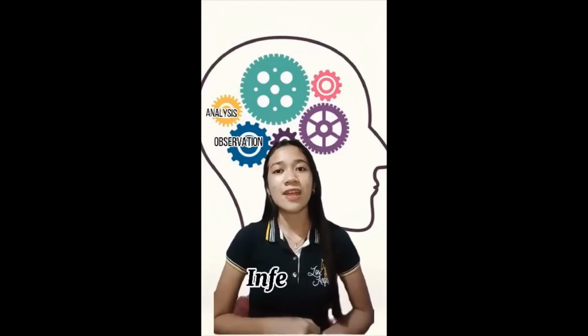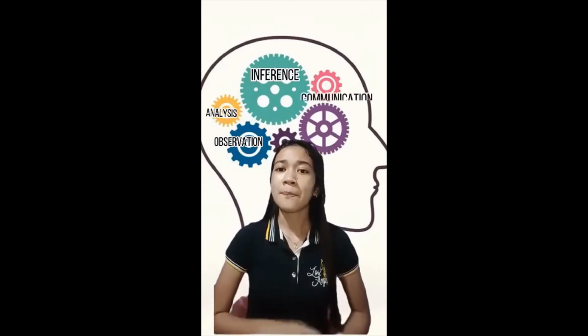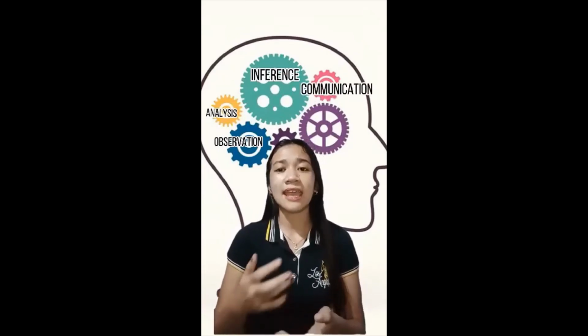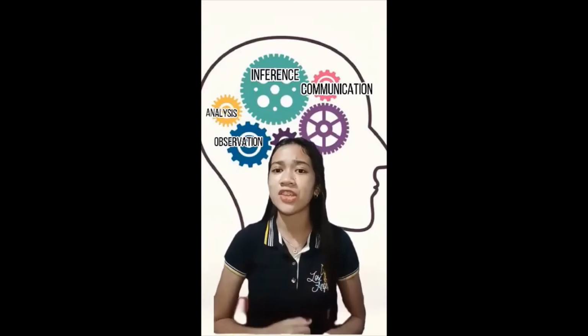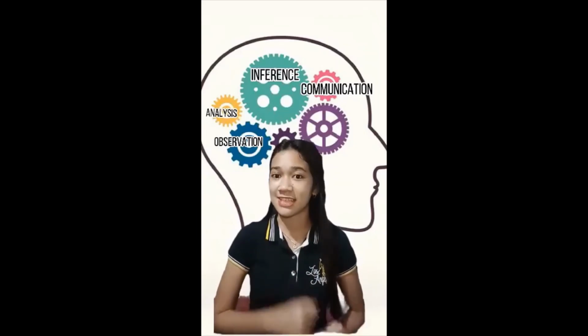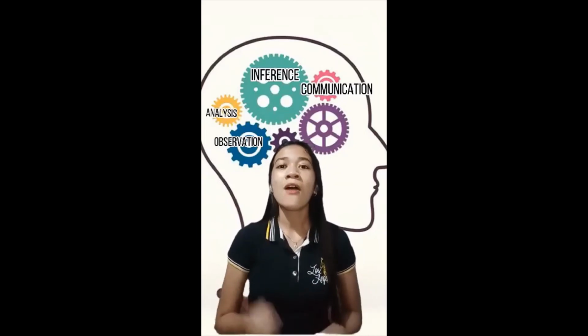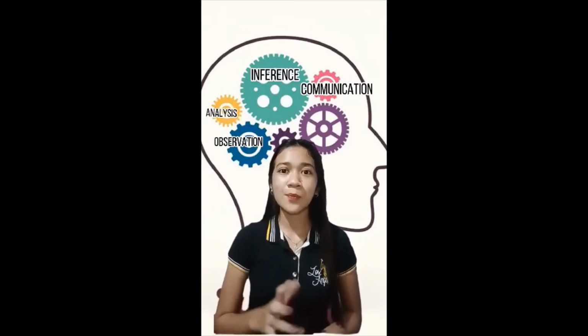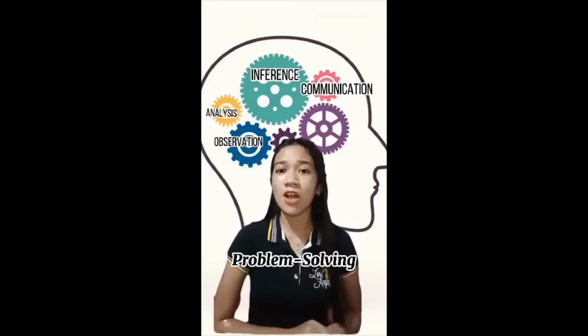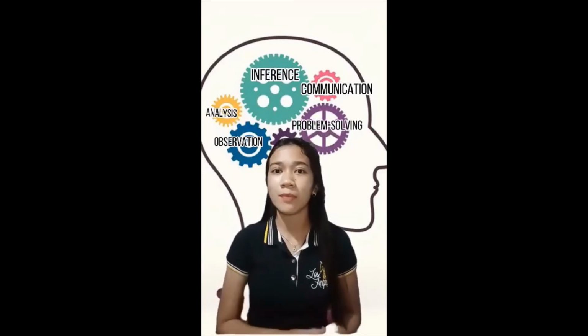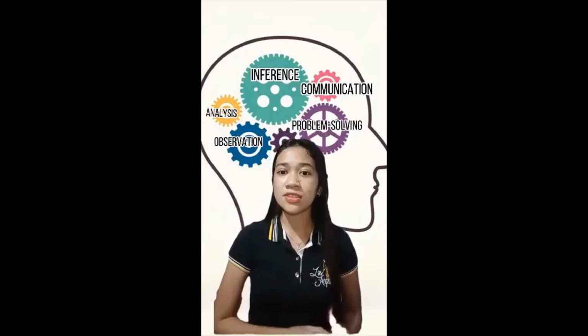Inference is the source where we can get relevant data to use in our argument. Fourth is communicating. By communicating, we can get or exchange ideas, information, and data so that we can have a successful argument in the future. Fifth is problem solving. In problem solving, we find a solution to a problem and determine the cause of a problem. That's all for my discussion, and I hope you learned something from it. Thank you.